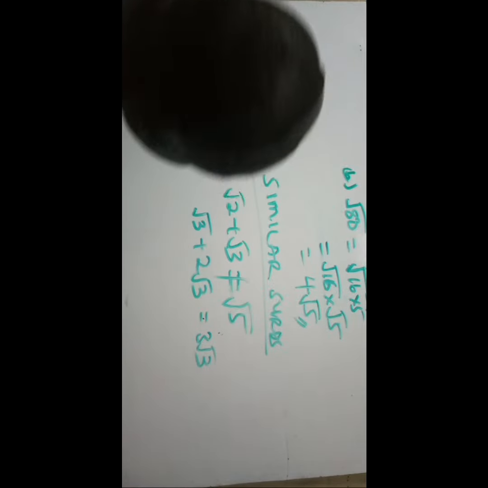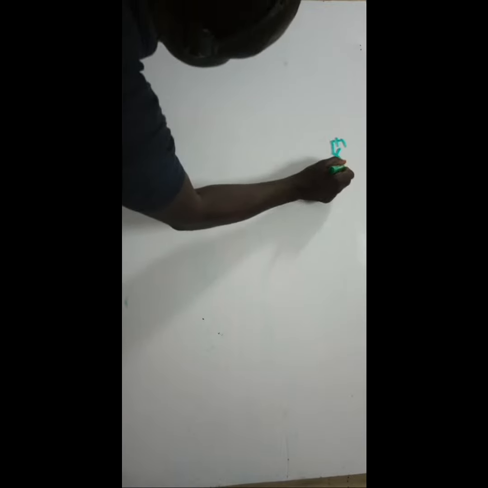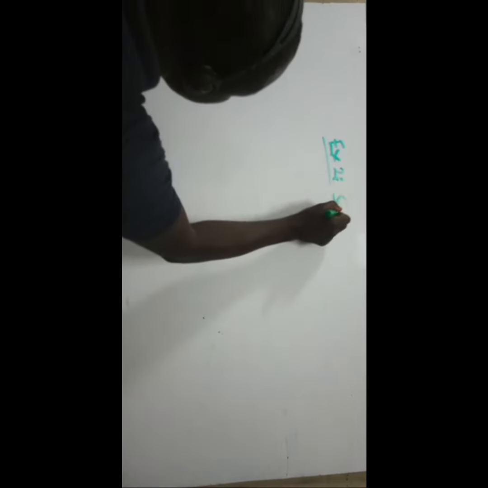So once we reduce a surd to its basic form, surds in their basic form can be added or subtracted from each other. So let me just give one or two examples under the similar surds. Let's say example 2. Simplify.